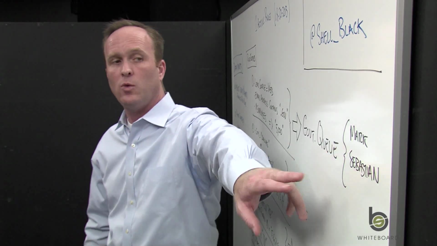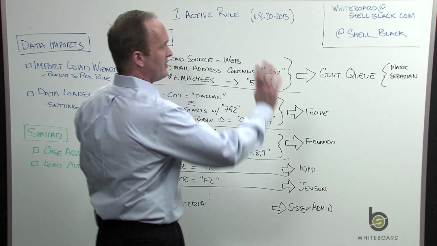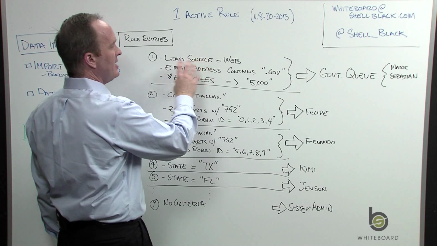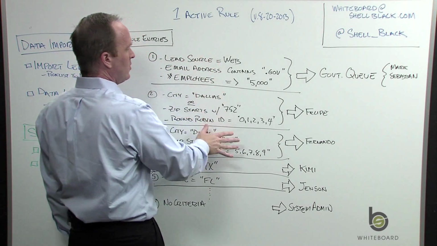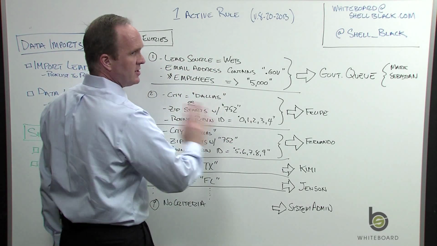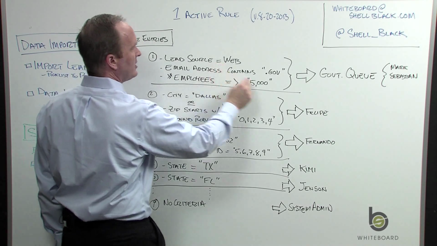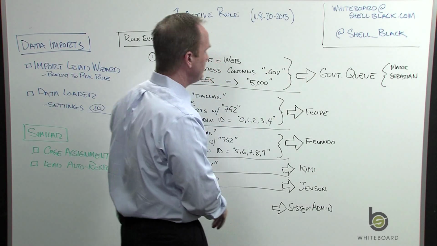So I have a government queue worked by Mark and Sebastian, and I'll let them fight it out from there. But I know that if a lead comes into the system, regardless of any other information that's on that lead record, if it hits this criteria, I want my government team to start working it.